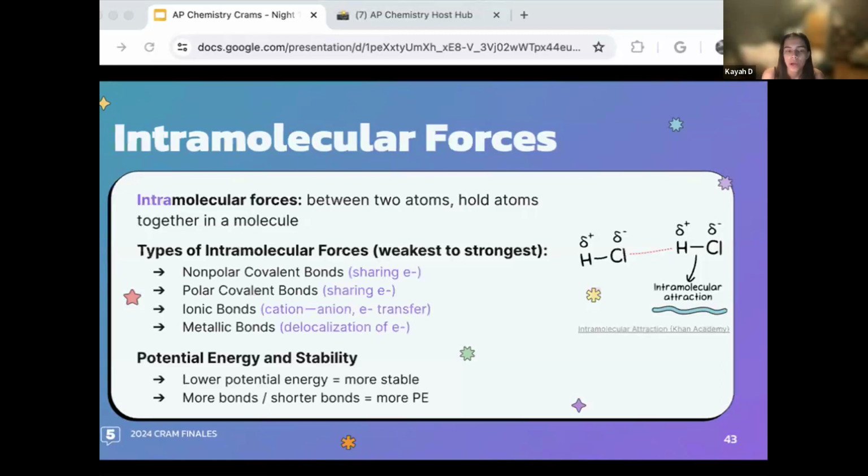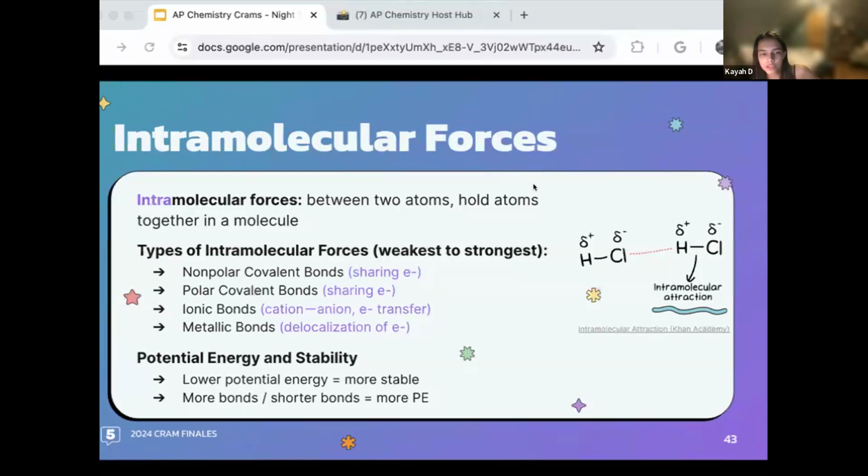We're doing the intramolecular forces first. We have to address those. Intramolecular forces are between two atoms, and they're pretty much what hold atoms together in a molecule, right? So before you even address the HCl that is a liquid together, you have to address what's holding the H and the Cl together.